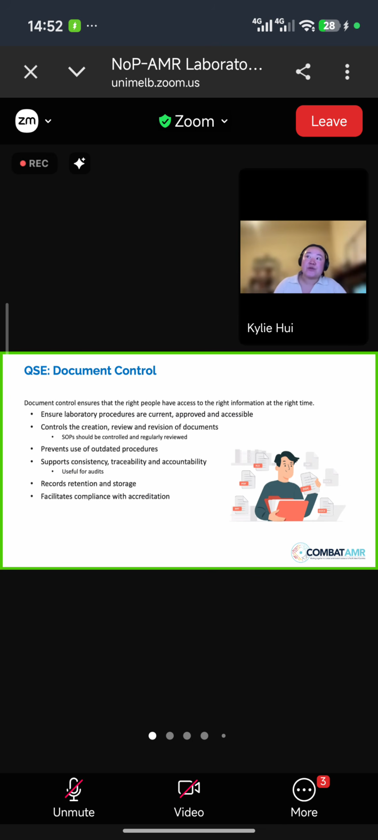So SOPs should be controlled and regularly reviewed. SOPs, once they're made, actually need to be revised every now and then. So some people do it annually, depending on the test. So for example, if we had a bench SOP, so how to read blood cultures or a blood culture SOP, this will likely be reviewed or revised maybe once a year, just to ensure that the processes are still current. Because reviewing and revising our documentation prevents the use of outdated procedures.